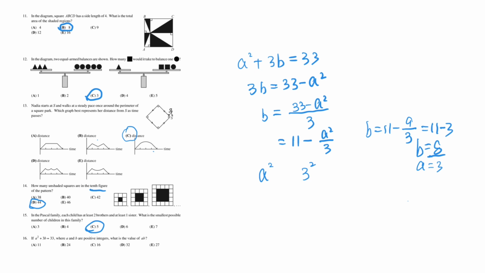If a is another multiple of 3, which is 6, then 6 squared is 36 over 3, that's 12, greater than 11, so b is not a positive integer. So 6 does not work. So only a equals 3, b equals 8 works. So ab equals 3 times 8, that's 24. Therefore, number 16, the answer is B.